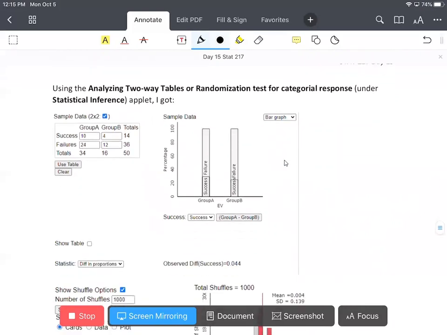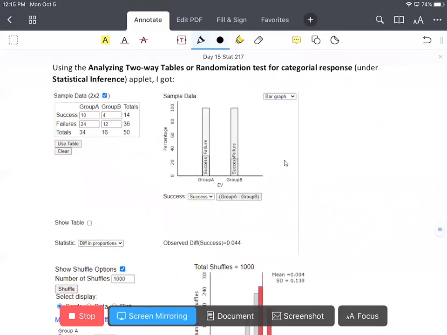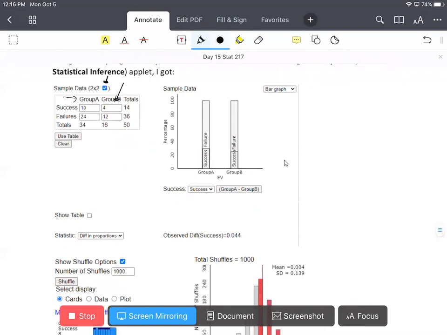So I actually went in, I clicked 2 by 2, and made sure that was clicked. Hopefully each of these boxes was empty. If not, you want to clear table. And then I put in what we had above. So if you scroll up on your sheet, you'll notice that this matches the table that we had above, except of course that this is generic. It says group A, group B, success, and failure. So then the sample data comes up.